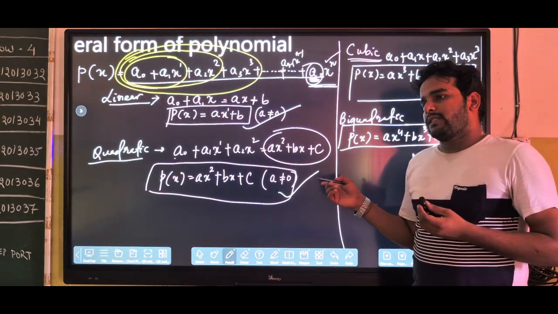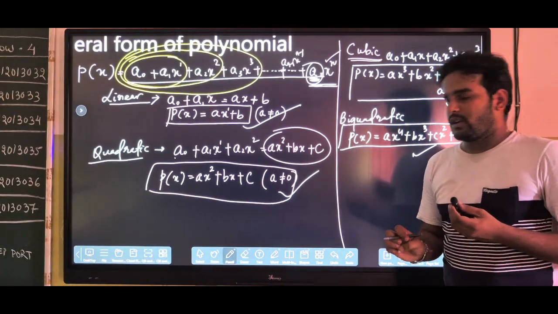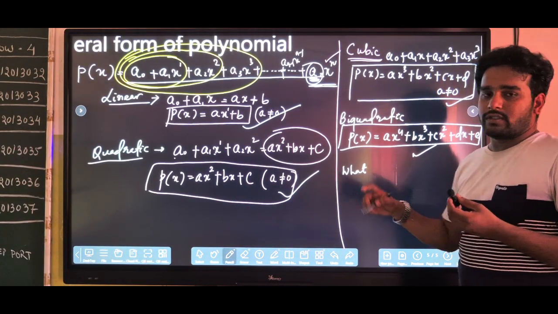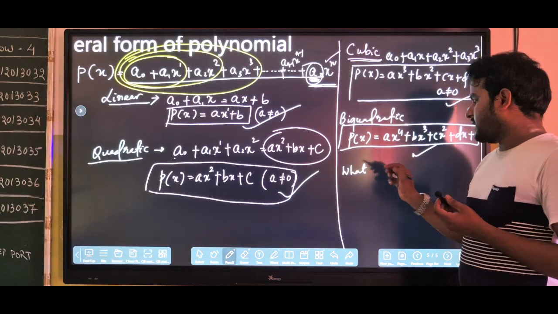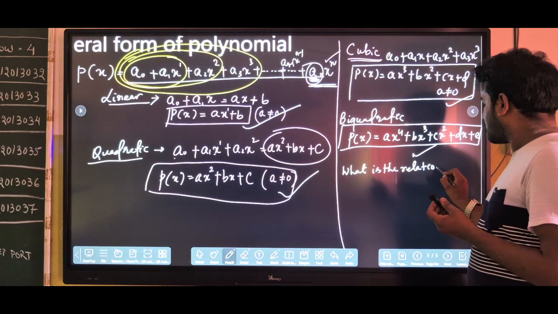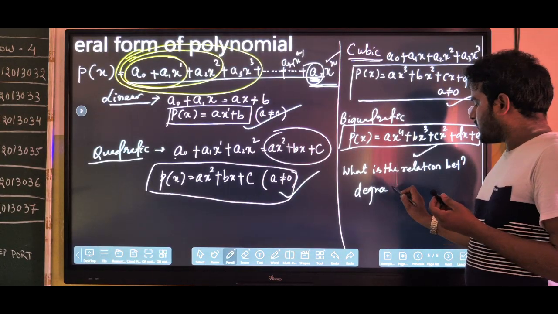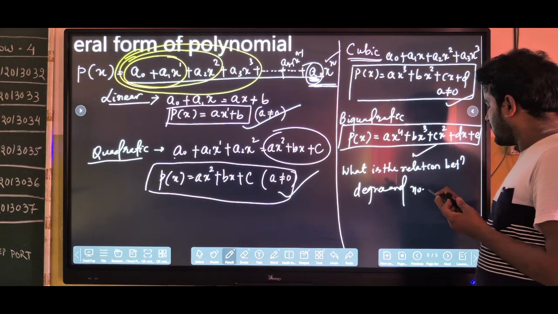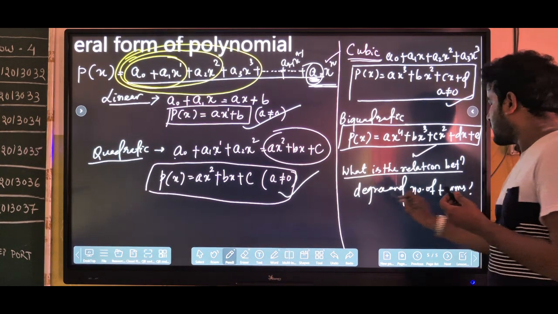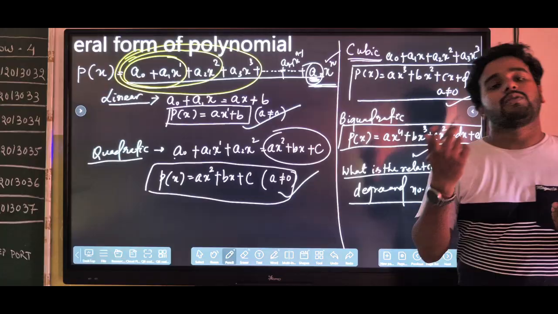But these are the parts from which assertion reasoning type questions come. It is not assertion reasoning, I am just asking the question in terms of a statement. What is the relation between degree and number of terms? What is the relationship between the degree of the polynomial and the number of terms of the polynomial?